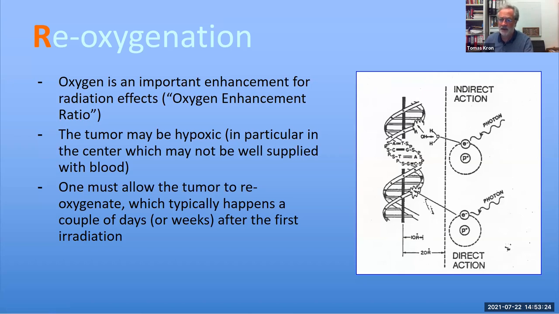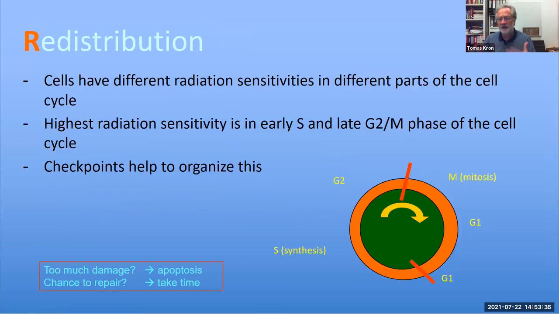So if I take oxygen away, I will reduce this part of the indirect action, and therefore reduce the effectiveness of radiation. We often overcome that by giving a bit of radiation to start with. That means the tumor starts to kill some of the cells out of there, the blood vessels open again, and we start reoxygenating the tumor.